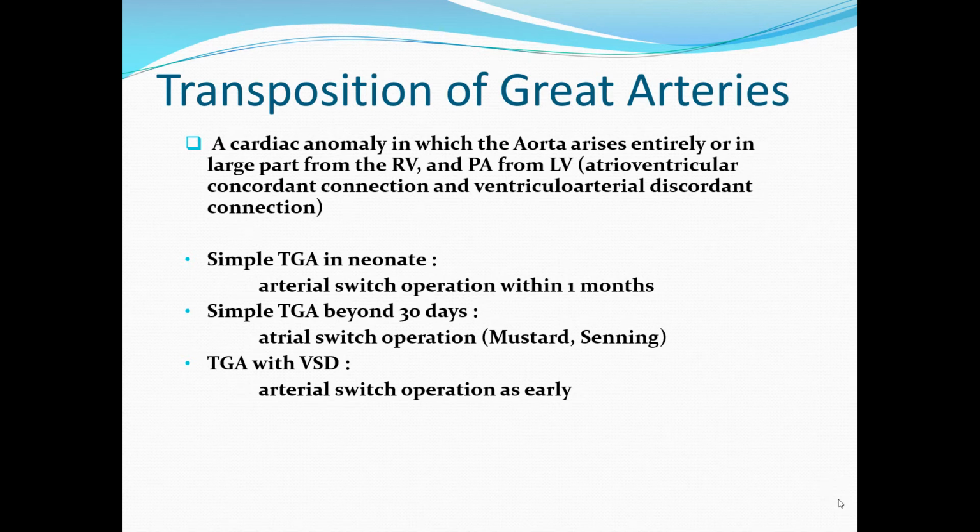Transposition of the great arteries is the second most common cause of cyanotic congenital heart disease. In this condition, there will be parallel circulation. The aorta arises from the right ventricle, and the pulmonary artery arises from the left ventricle.